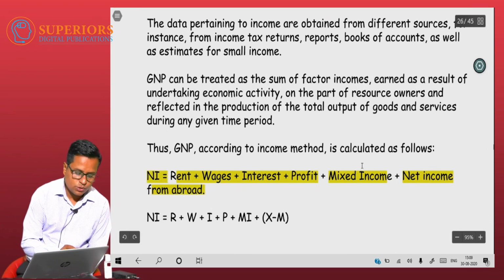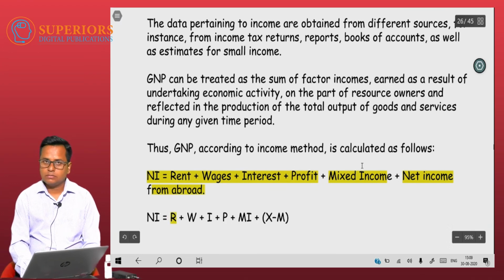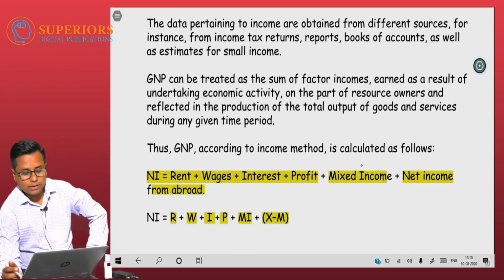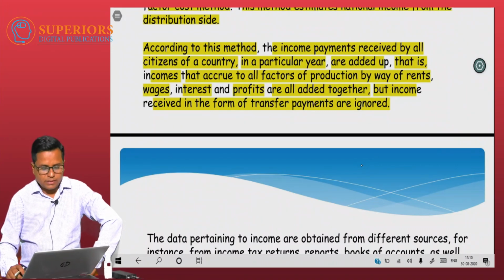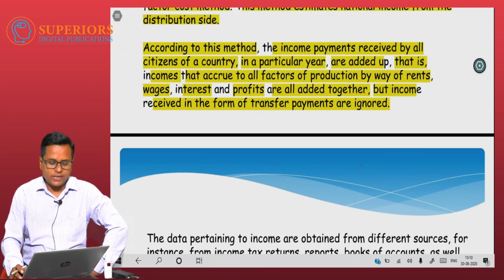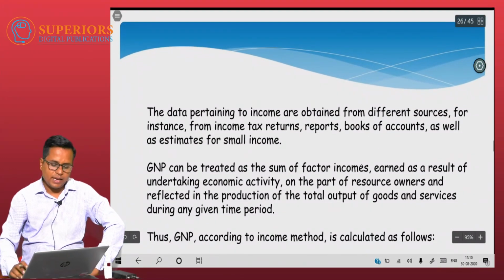So this is the formula used to measure national income by way of the income method. R stands for rent, W stands for wages, I stands for interest, P stands for profit, MI stands for mixed income, and here X minus M stands for net income from abroad. That too is added to the national income. In such a way, the income method is the method under which national income is measured by adding up the income earned by all factors of production in the form of rent, wages, interest, and profit during a given period of time.